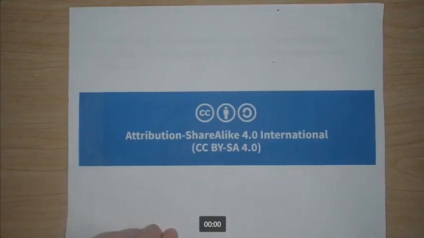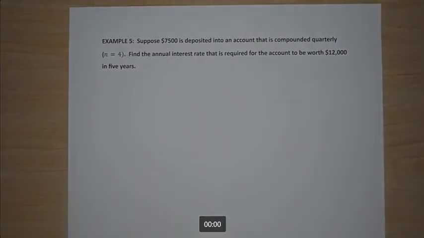Example 5 of the compounded interest and continuously compounded interest lab. For example 5, we have this following problem. Suppose $7,500 is deposited into an account that is compounded quarterly, n equals 4. Find the annual interest rate that is required for the account to be worth $12,000 in 5 years. So we'll notice that it is not compounded continuously anymore.